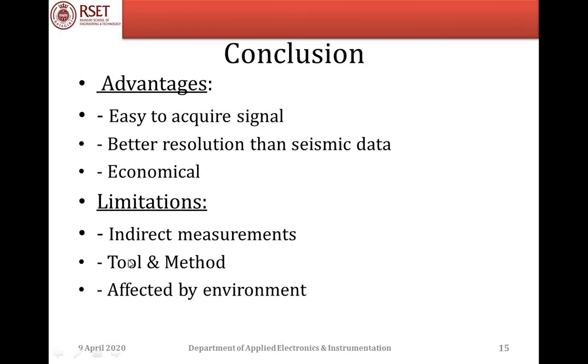Then there is also limitation by the tool. As I told you, the caliper tool can only measure the drift in the pipeline structures, whereas gamma ray tools can measure the amount of material, and it is sometimes affected by the environment also.